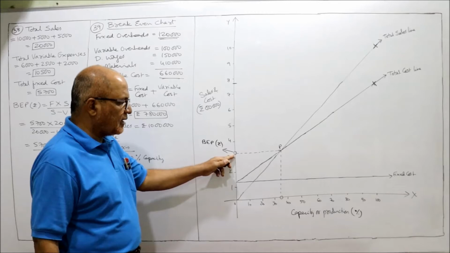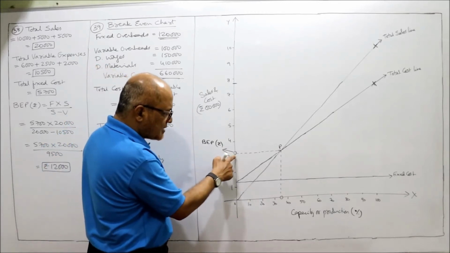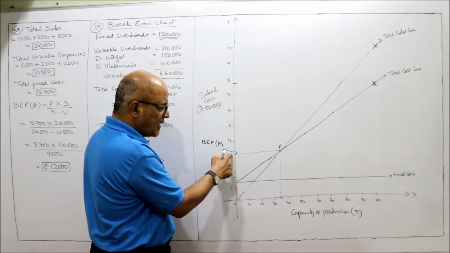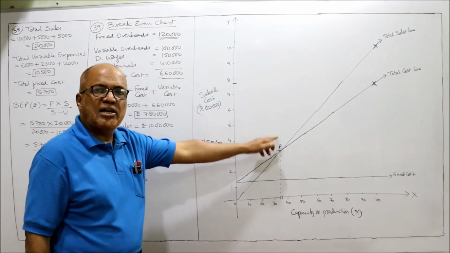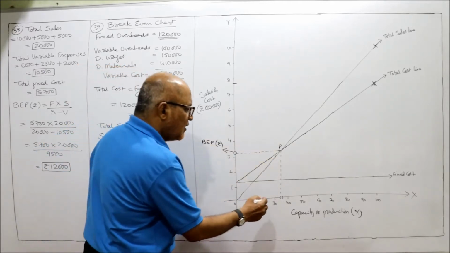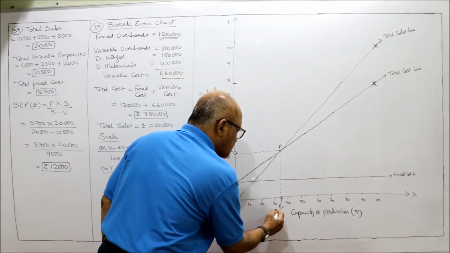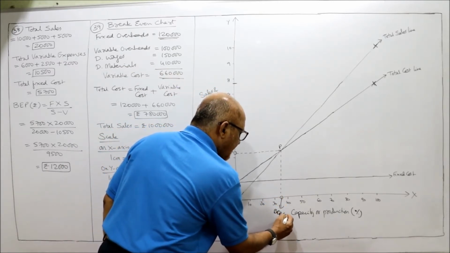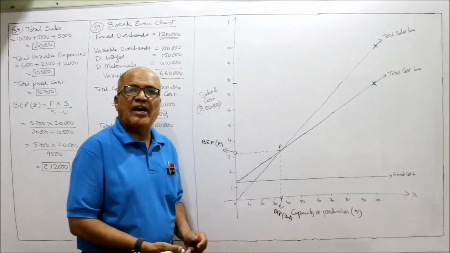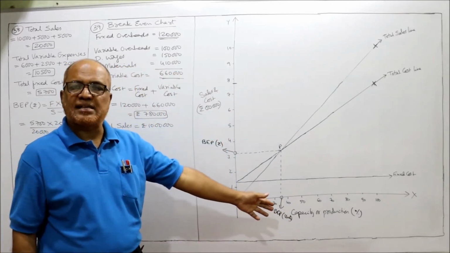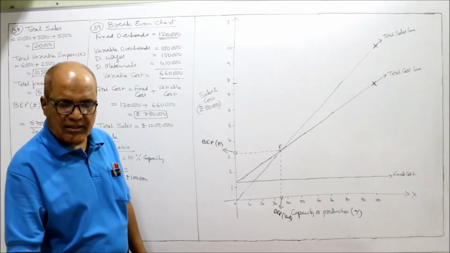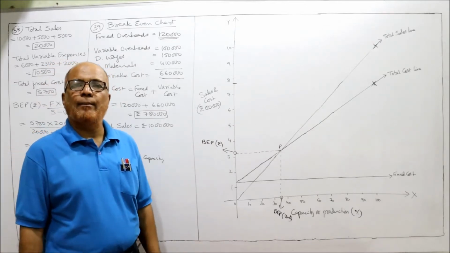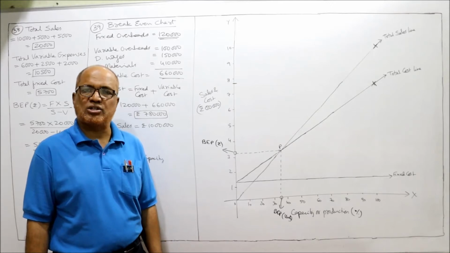This perpendicular line, the point where it joins the y-axis will give you BEP in rupees. Similarly, the point which joins the x-axis will give you BEP in units. So, we are getting BEP in units on the x-axis and BEP in rupees on the y-axis. This chart is called the break-even chart.